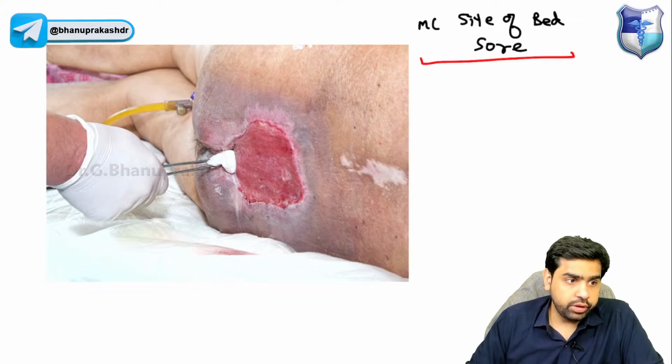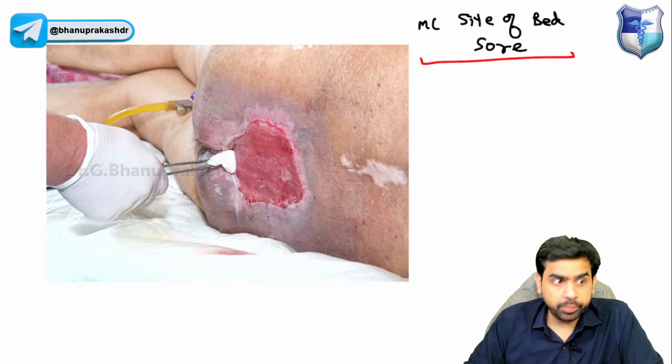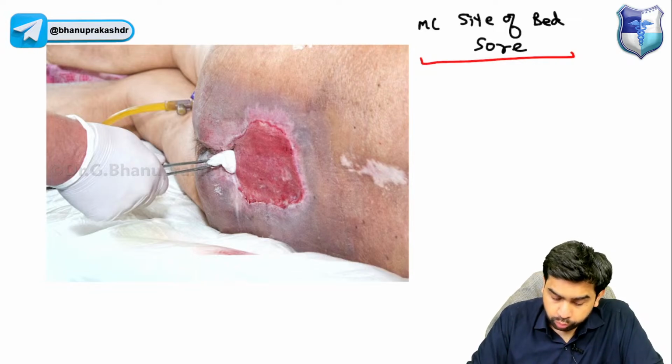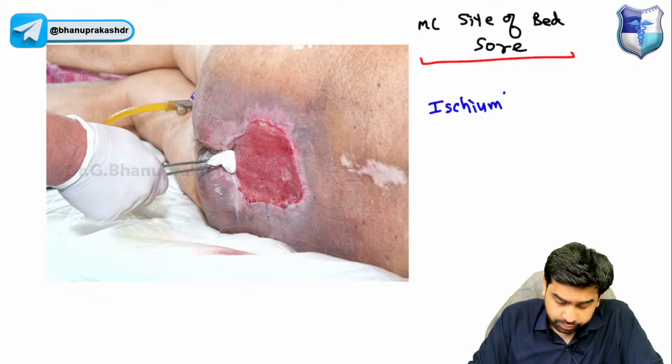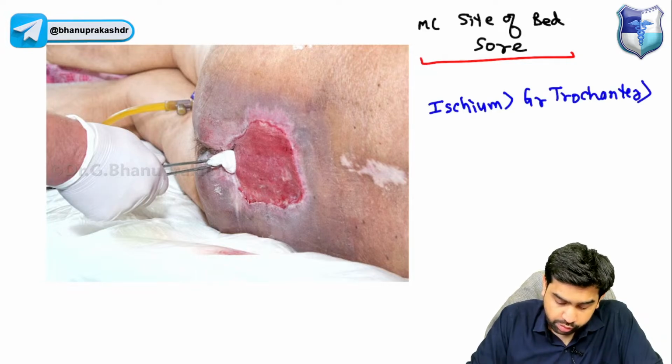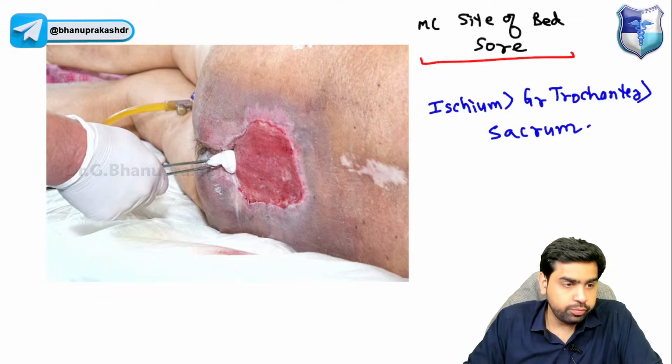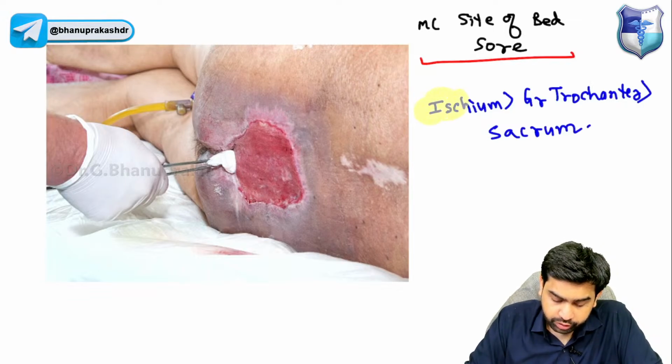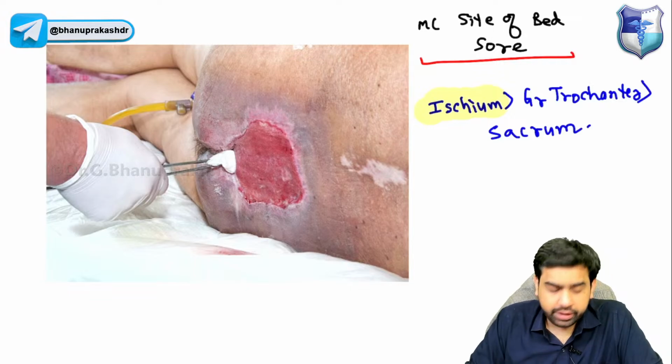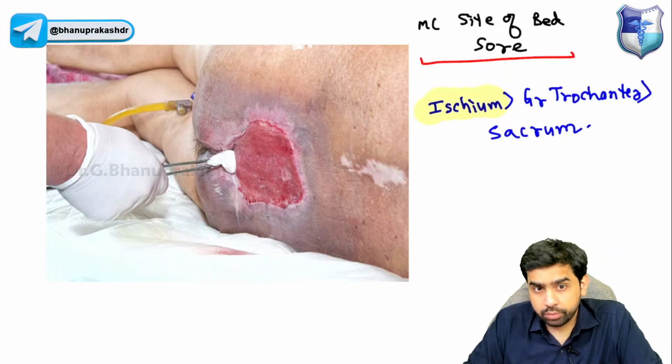If you are answering sacrum, probably that's not the correct answer. The most common site of the bed sore is the ischium, guys. Followed by this is the greater trochanter, and then the sacrum. The most common wrong answer we get is the sacrum, but please understand the most common site is the ischium. Ischial tuberosity is the most common site of the bed sore.